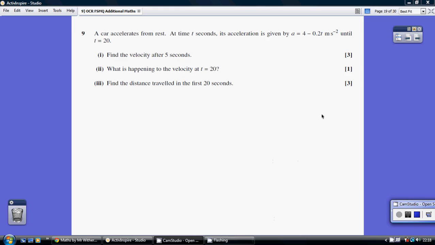Question 9. Now I think the key thing to notice here is that we do not have constant acceleration. This is not a SUVAT question like earlier on. We need to move between the formulas by integration and differentiation, because you can see acceleration is dependent on the time. It is not a constant acceleration. So find the velocity after 5 seconds.